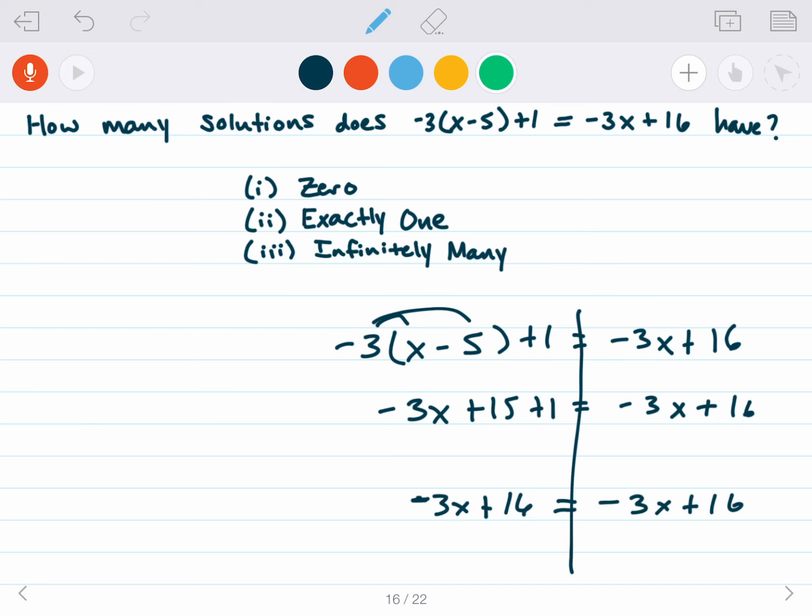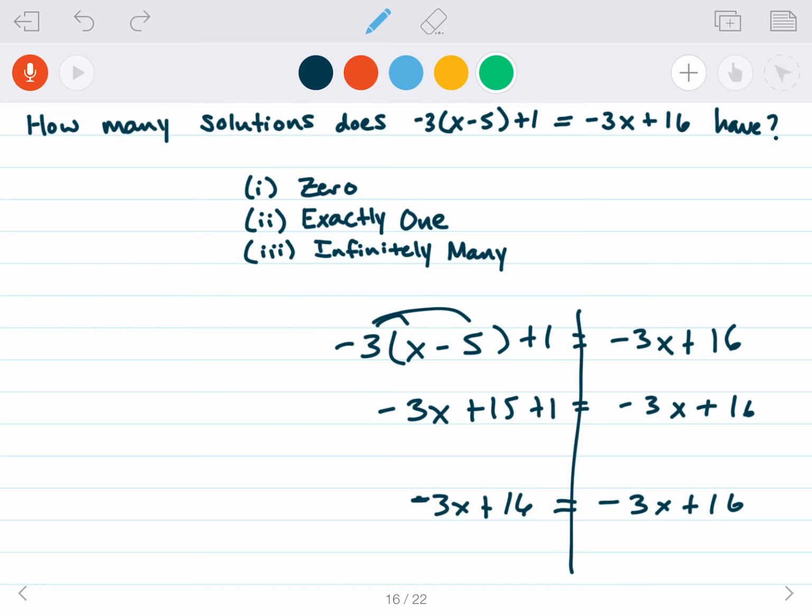So hopefully you guys can see where this is going. We have the same exact line. So remember what that means graphically. If you put this in Desmos, since we're in mx plus b form on both sides, we're going to get the same exact line, right? There's no difference between the two.